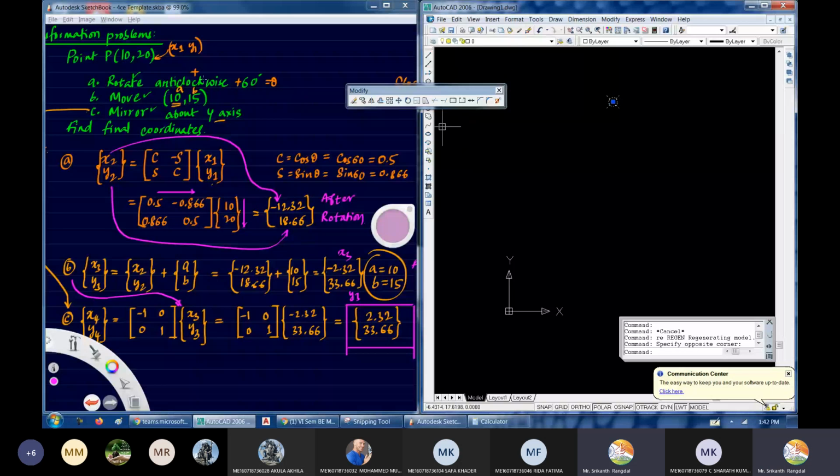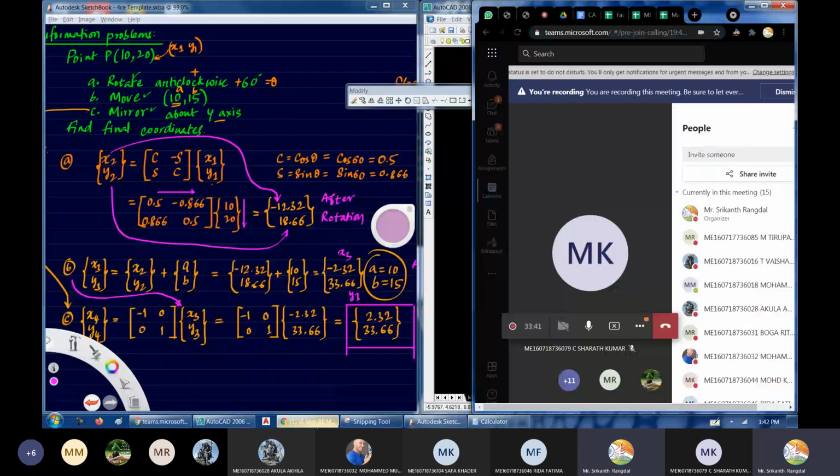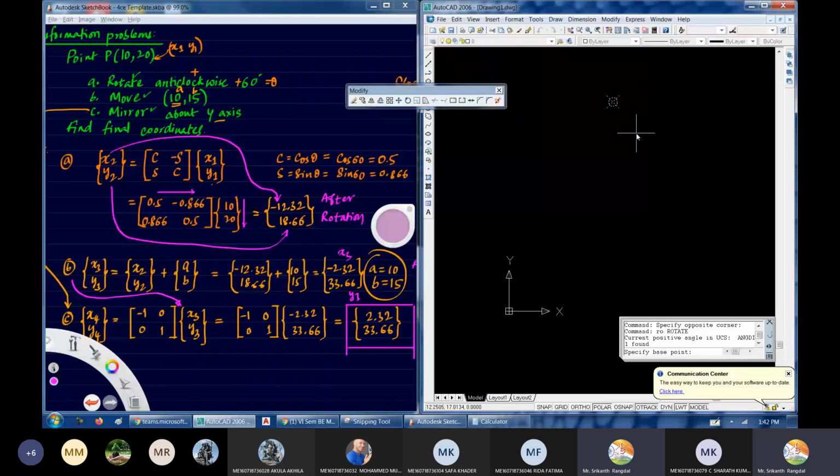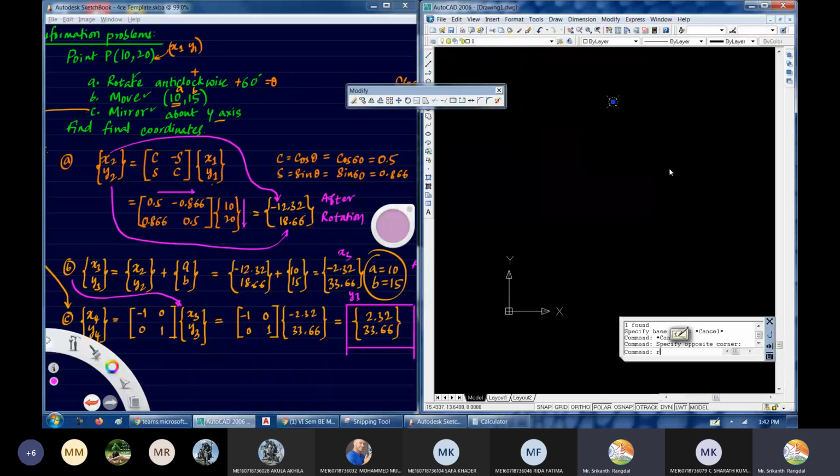So first, what did we do? We did rotation. So I'll just select this object and give the rotate command. About which point do we have to rotate? About the origin. You have to rotate it about the origin. Fine. So rotate about 0, comma 0. Now you can see the rotation is happening about the origin.